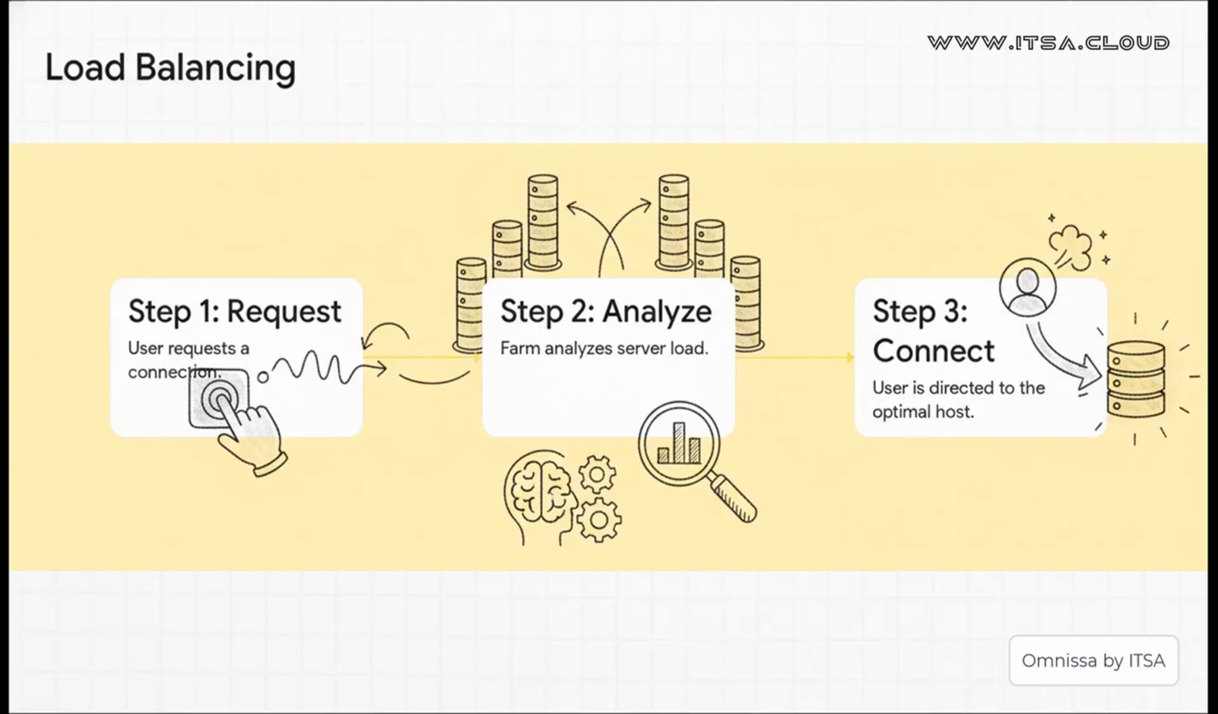Here's how that load balancing works in practice. So, a user requests a connection to an application. The farm instantly analyzes the load on all of its servers to find the one with the most available resources. Then, it just seamlessly connects the user to that optimal server. It's a really simple, elegant process that ensures a smooth experience every single time.